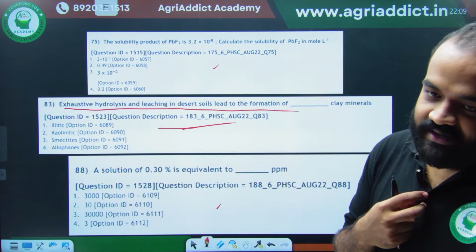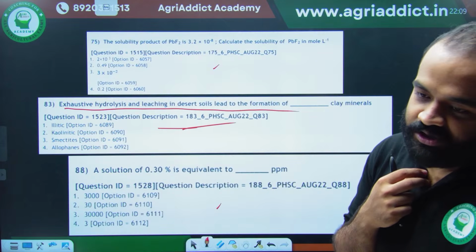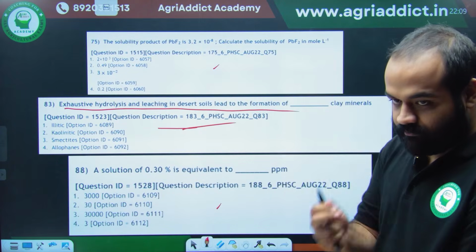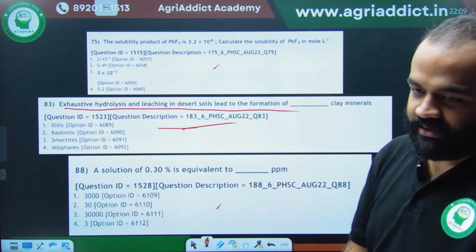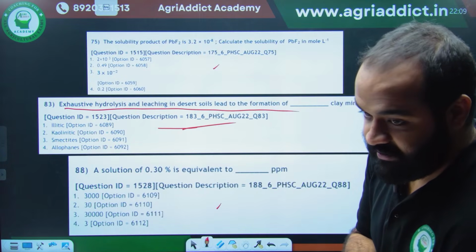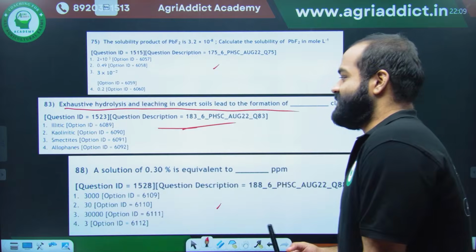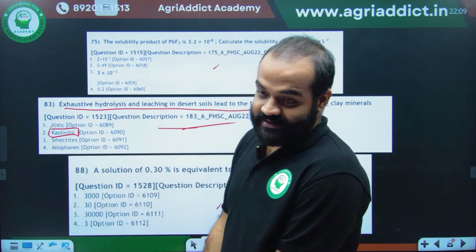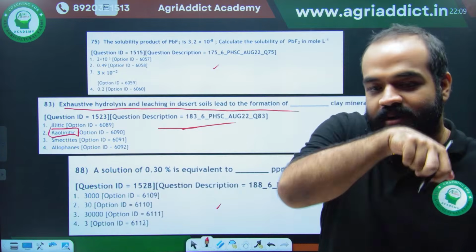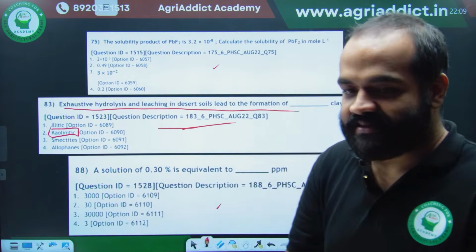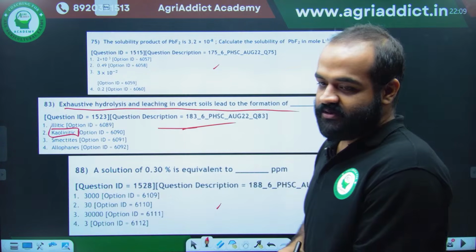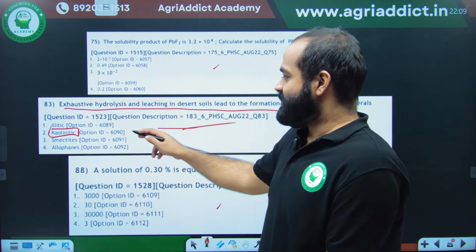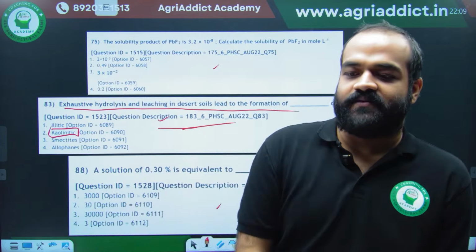Exhaustive hydrolysis and leaching in desert soil leads to the formation of dash clay minerals. Kaolinite. Pawan is telling kaolinite. Aman Kumar is telling kaolinite. Very good. This is also from TD Vishwas and it is as it is. Many of my seniors, many people, they have marked it as option 1, illite, because majorly we know in desert soil we can find illite, but kaolinite is the answer because it has been taken directly from TD Vishwas.